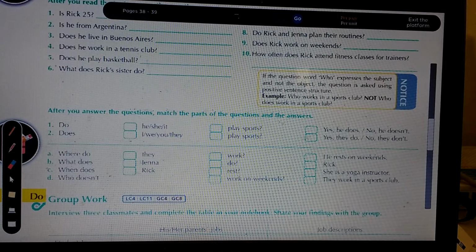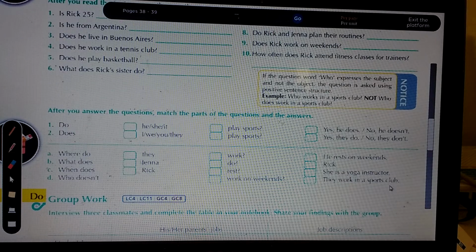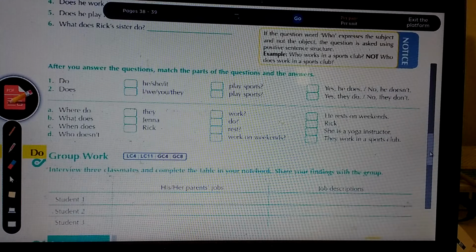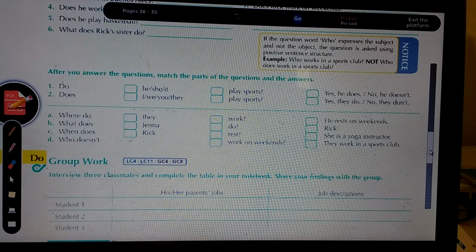And then finally, we have to look for the answer for this one. They work in a sport club. So that will be this way. Where do they work? ¿Dónde trabajan? They work in a sport club. Entonces, todos estos van a llevar la letra A. They, letra A. Work, letra A. Y they work in a sport club, letra A. So, that will be all for this page number 39.